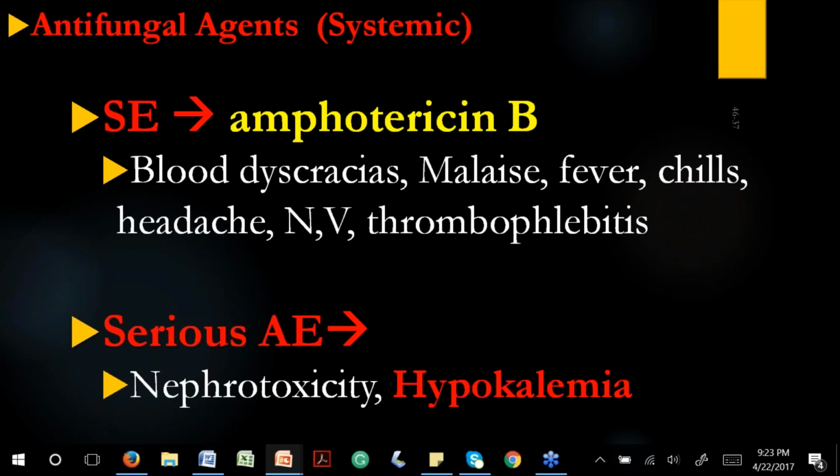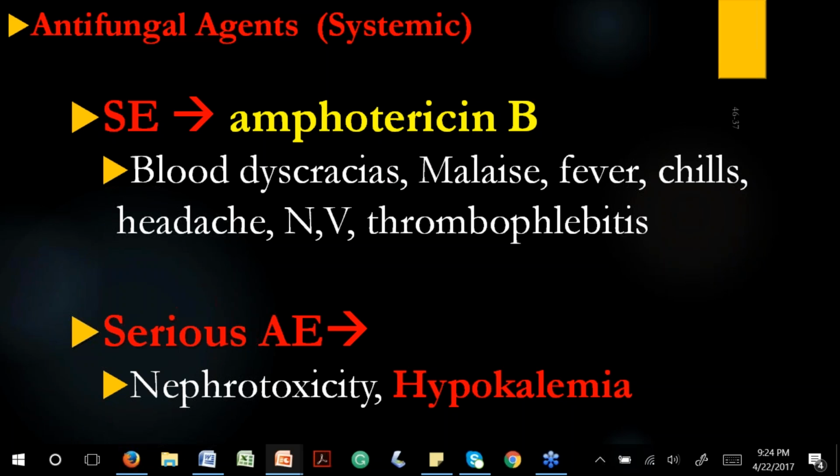You can tell by the side effects. Side effects of amphotericin B: blood dyscrasias, malaise, fever, chills, headache, nausea, vomiting. Those are the side effects that amphotericin is going to show during or after administration. So what we need to do is give antihistamines, painkillers, etc. Okay, one thing that we must remember about amphotericin B is the hypokalemia.